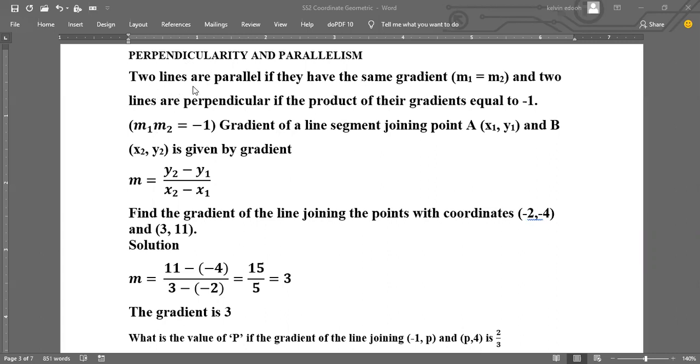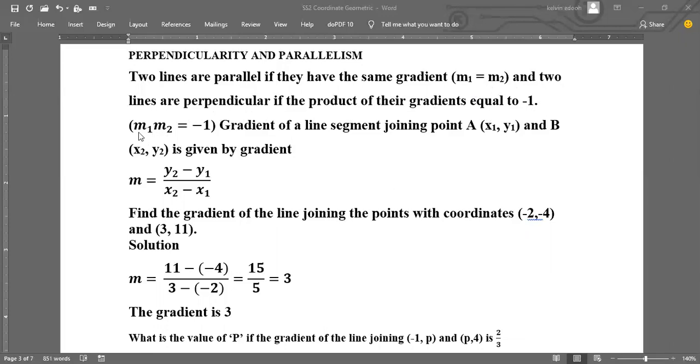One, two lines are parallel if they have the same gradient. That is, the gradient of line 1 is equal to the gradient of line 2. Then we say the two lines are parallel to each other. The second one, two lines are perpendicular if the product of their gradients is equal to -1.